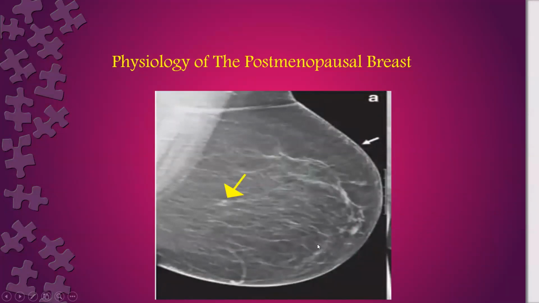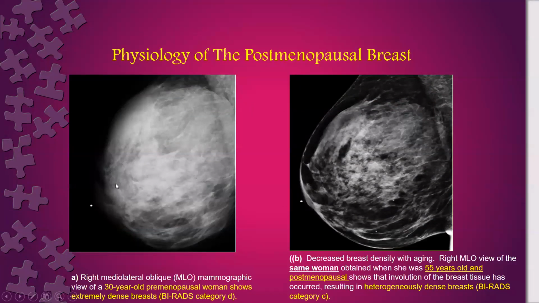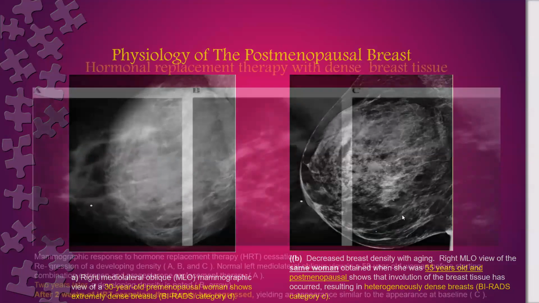And here you can see the sensitivity of the fatty breast. Look at this tiny cancer, how it could be appreciated in this fatty breast. And this is an example for the same lady, her extremely dense breast when she was 30-year-old premenopausal. When she got menopause at 55 years old, it became heterogeneously dense. There is more fat, but it's still heterogeneously dense because the glandular tissue was too much in the premenopausal age.